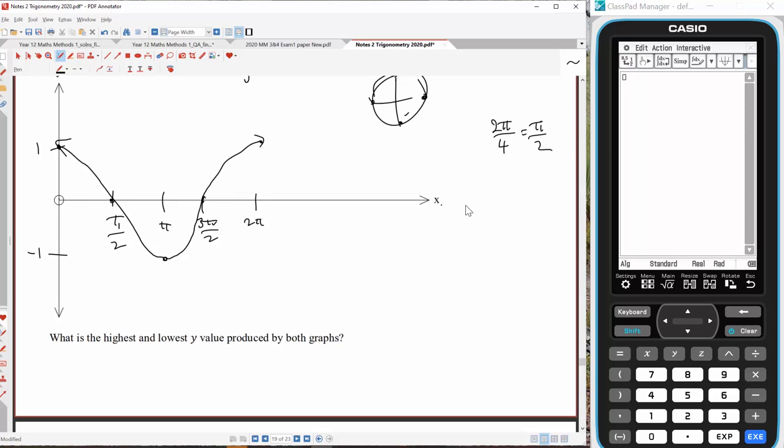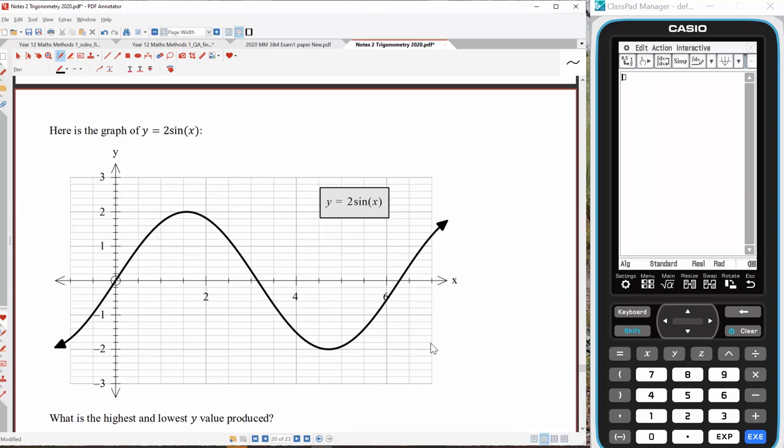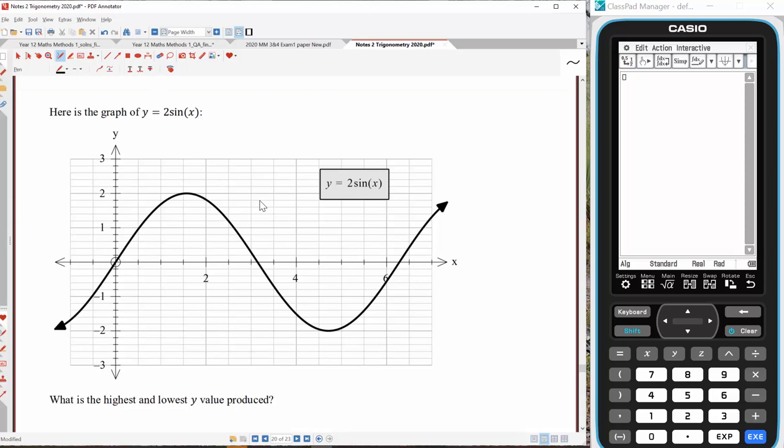I left you with this question: what is the highest and lowest y value produced by both graphs? The max is 1, so the highest value is 1, and the min is -1. So here is the graph of y equals 2 sine x. Have a look at the maximum value produced by this one, the highest and lowest y value produced. The max is 2 and the min is -2. Our max value is on this bump here, that's 2. And remember, this just repeats itself after that, so we'll just get another form of this.